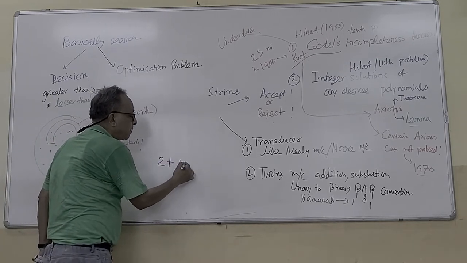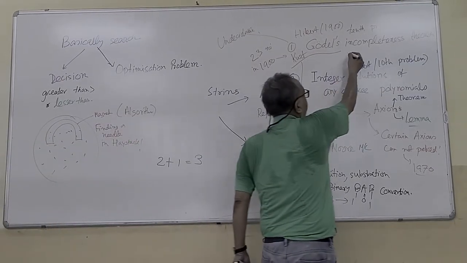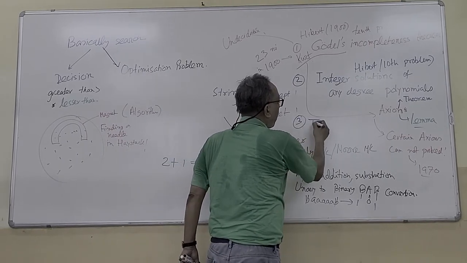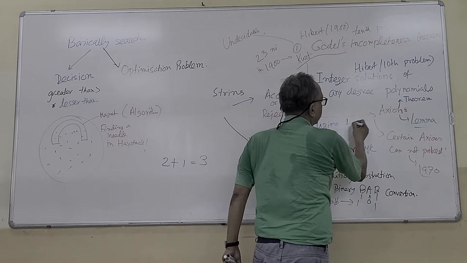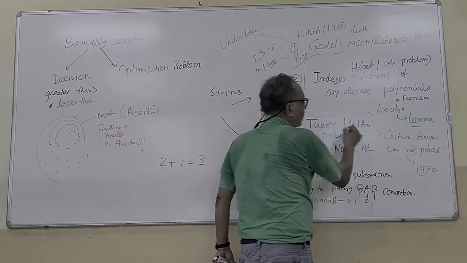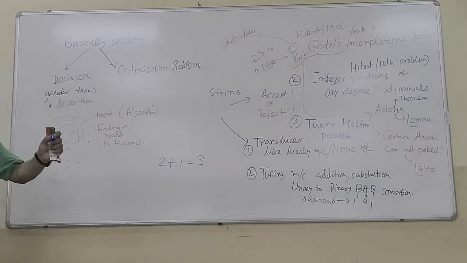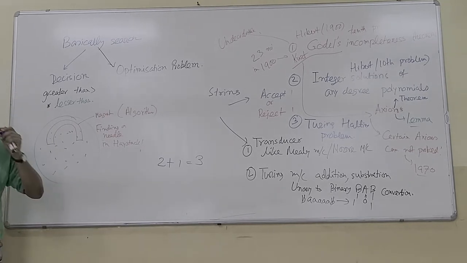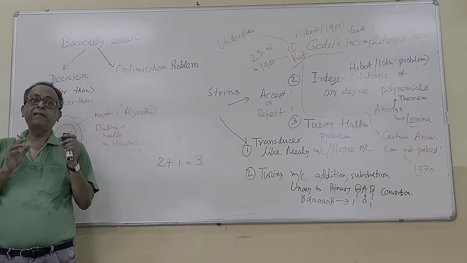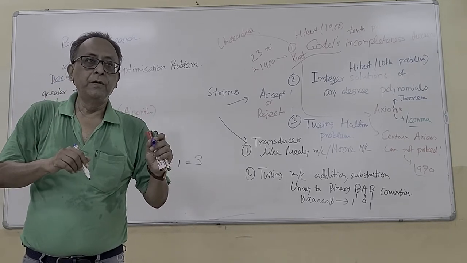Like 2 plus 1. That's it. So these are the undecidable problems, which I have already covered. The Turing halting problem. What is the Turing halting problem? We have shown that you cannot design a Turing machine, or a program. In our scenario, you cannot even write a program and give all the inputs, and guarantee the program will stop.